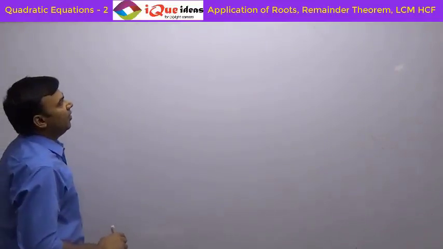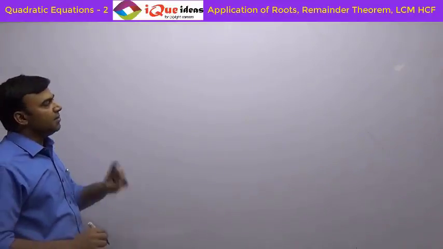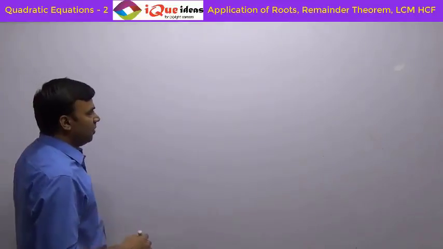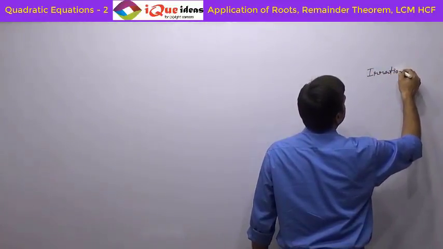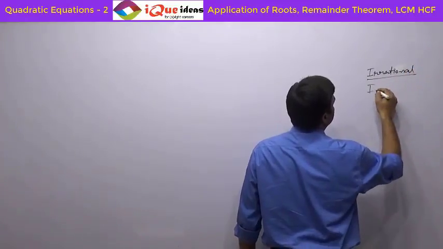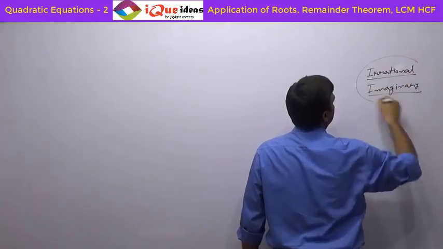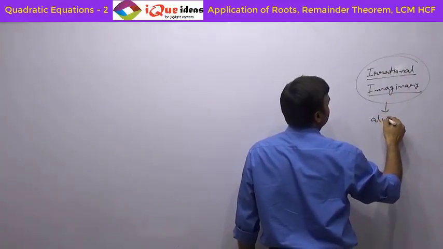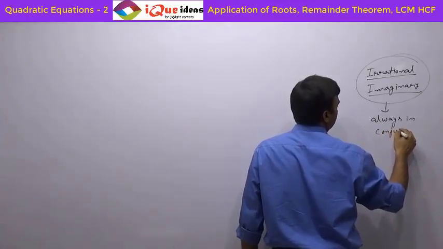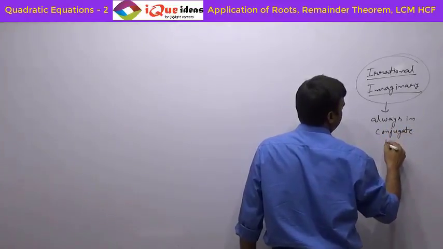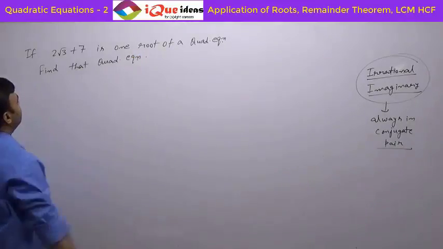All right. Now we will also try to deal with the situations of irrational roots and imaginary roots. If you remember, both irrational roots and imaginary roots, irrational or imaginary, both of them were in pairs. They were always in conjugate pairs. Okay? How do we use this information in questions? Let's see. I'll give you the question like this. Now, let's take up this question.